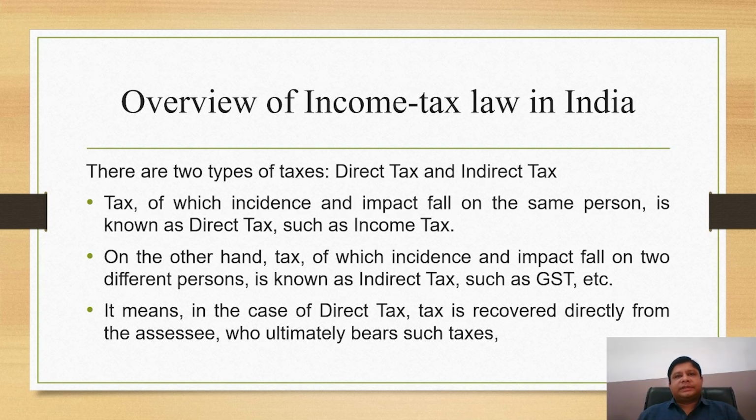So, in general terms, we can differentiate direct tax and indirect tax on various points. First point: in case of direct tax, incidence and impact fall on the same person. In case of indirect tax, incidence and impact fall on two different persons. Second point: in case of direct tax, the assessee himself bears such taxes, thus it pinches the taxpayer. On the other hand, in indirect tax, tax is recovered from the assessee who passes such burden to another person, thus it does not pinch the taxpayer.